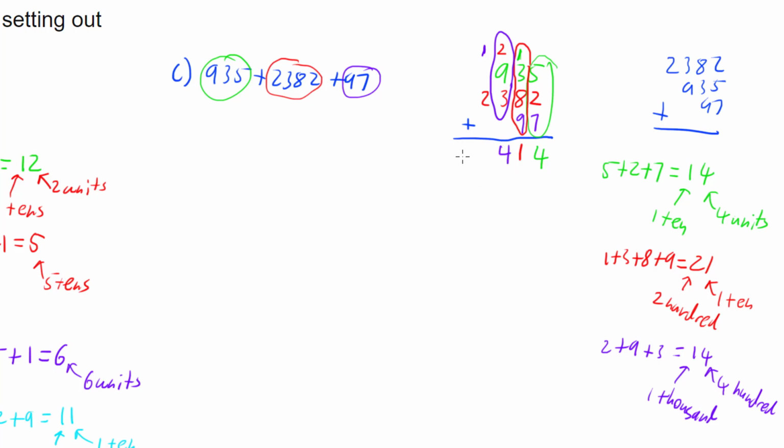Doing my final addition, I have 1 plus 2. 1 plus 2 is 3. So that gives me my final answer. So 935 plus 2,382 plus 97 gives us 3,414.